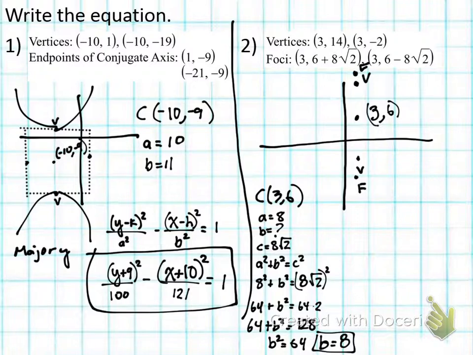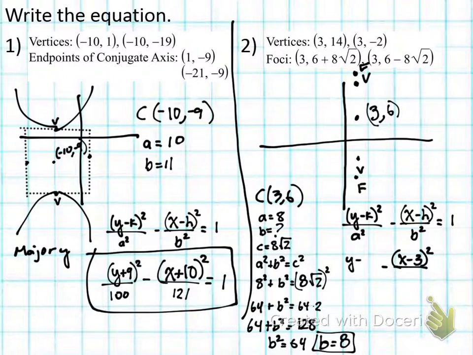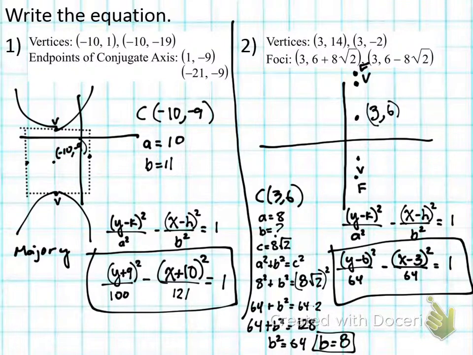It opens up and down, so I'm going to rewrite the form of the major Y hyperbola, y minus k, all squared over a squared, minus x minus h squared over b squared, is equal to 1. And we start filling in our information. We know H and K are 3 and 6 respectively, and then A squared is equal to 64, B squared is equal to 64. Even though we have a common A squared and B squared, we can assume that this is correct. Okay, that's it.